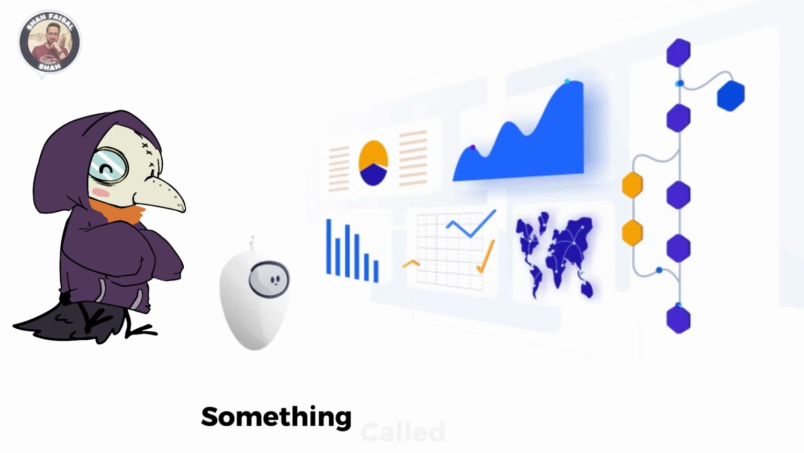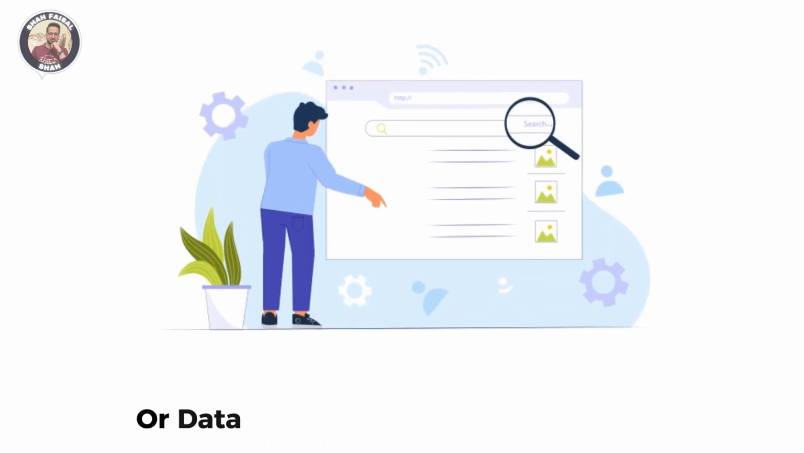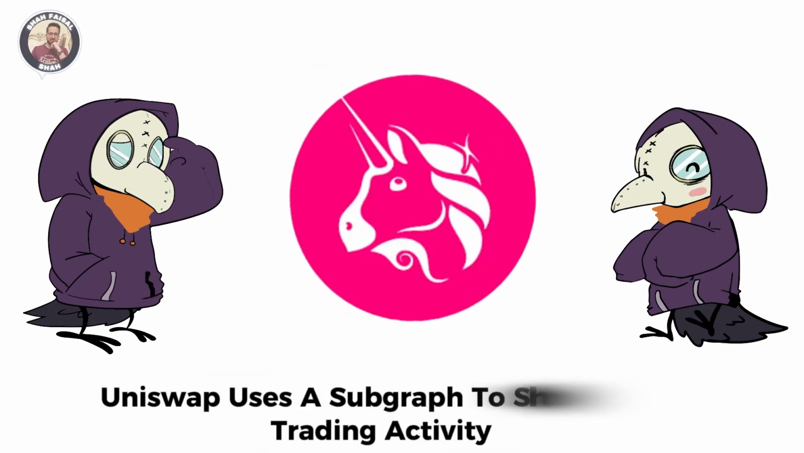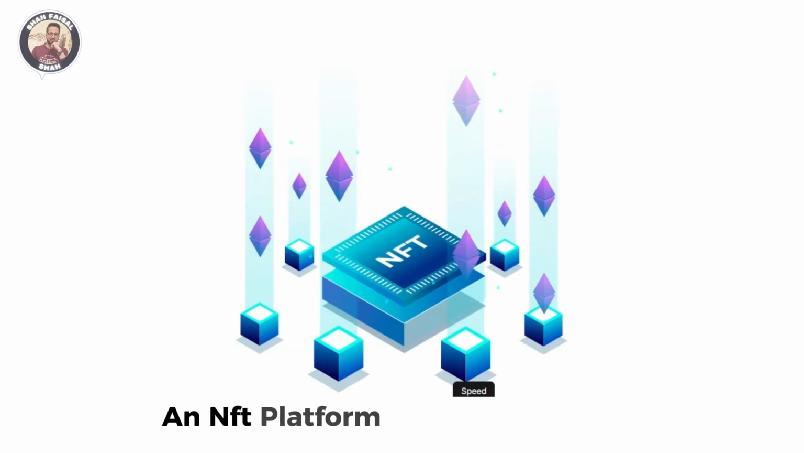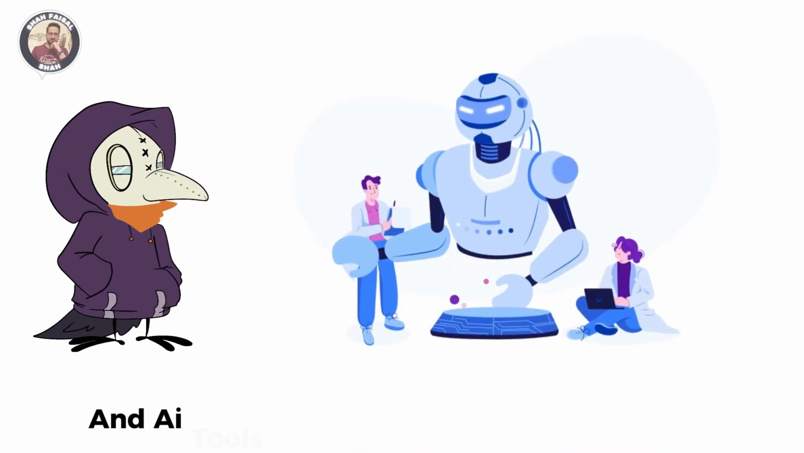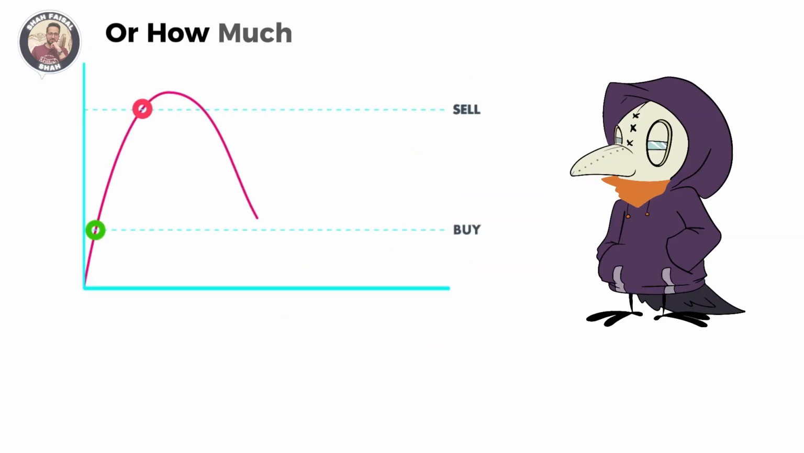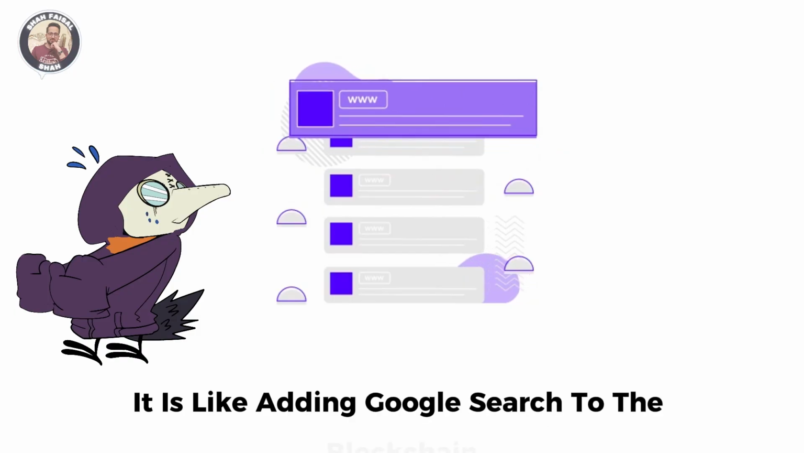It does this through something called subgraphs. Think of them like mini search engines or data pipelines for blockchain apps. For example, Uniswap uses a subgraph to show live trading activity. An NFT platform uses one to track artwork details and past owners. And AI tools use it to answer questions like, who owns this wallet? Or how much Ether was traded last week? It is like adding Google search to the blockchain.